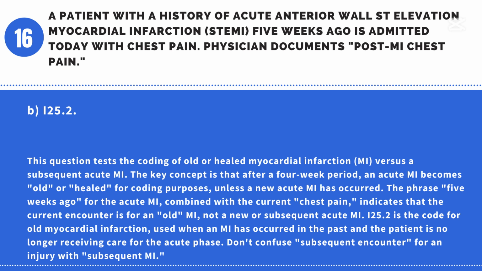Answer: B. I25.2. This question tests the coding of old or healed myocardial infarction, MI, versus a subsequent acute MI. The key concept is that after a 4-week period, an acute MI becomes old or healed for coding purposes, unless a new acute MI has occurred. The phrase 5 weeks ago for the acute MI, combined with the current chest pain, indicates that the current encounter is for an old MI, not a new or subsequent acute MI. I25.2 is the code for old myocardial infarction, used when an MI has occurred in the past and the patient is no longer receiving care for the acute phase. Don't confuse subsequent encounter for an injury with subsequent MI.